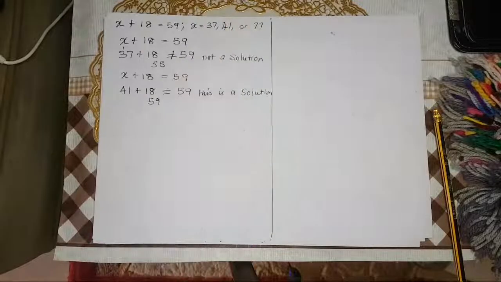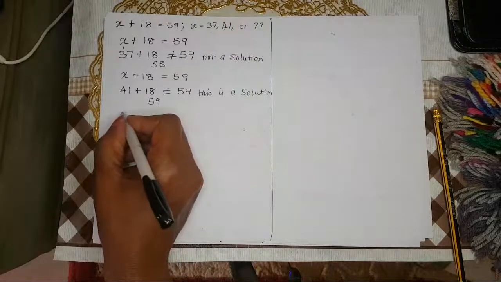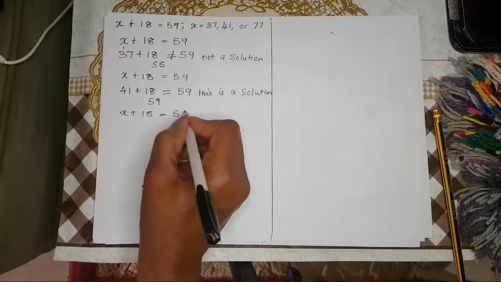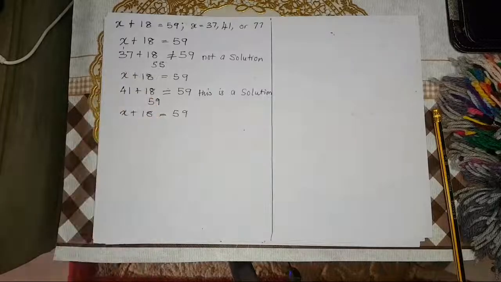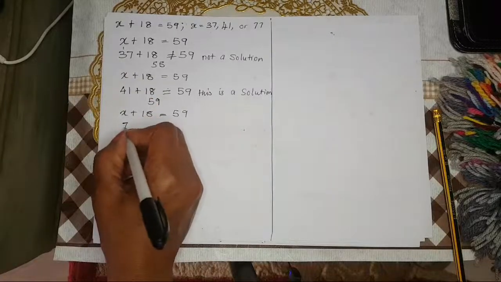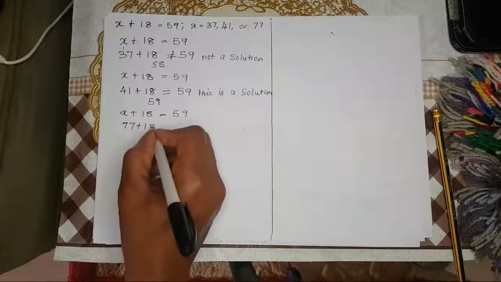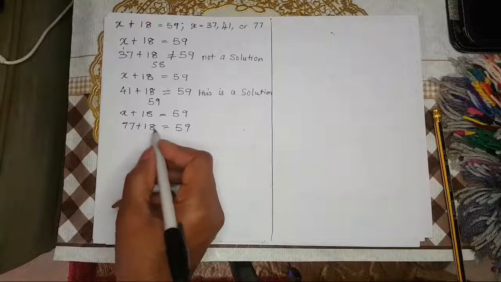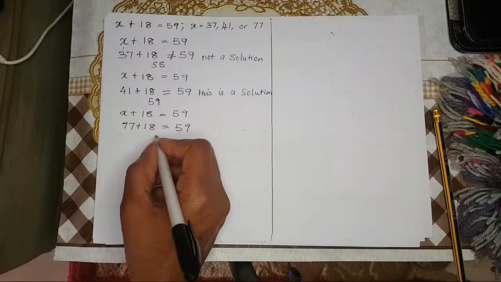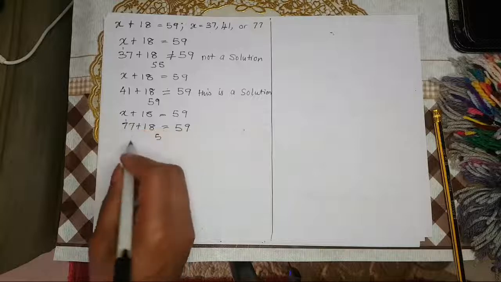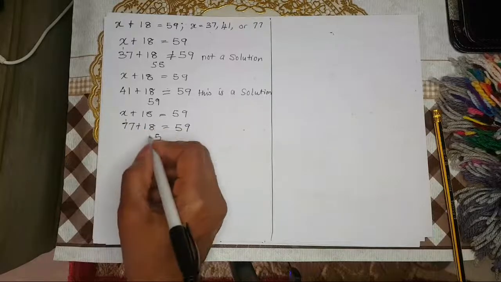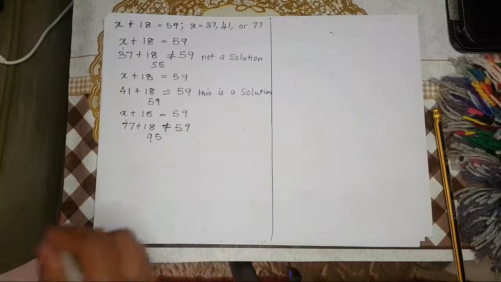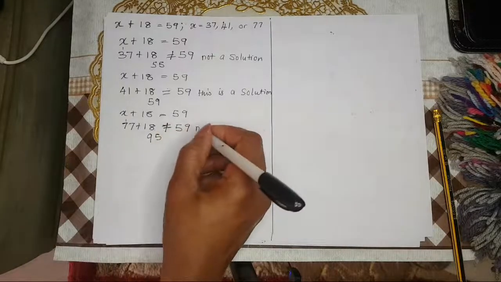Okay, but let's see if 77 will give us a solution. You have x plus 18 again. It's the same thing. For the next question, I'm not going to repeat all this equation. We have 77 plus 18 equals 59. Let's see if it's going to give us 59. 7 plus 8 is what? 15. You write 5, you put 1 up. 7 plus 1, 8, plus 1, 9. So this is not equal to 59. So this is not a solution.